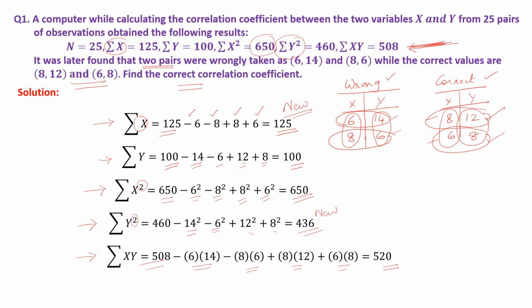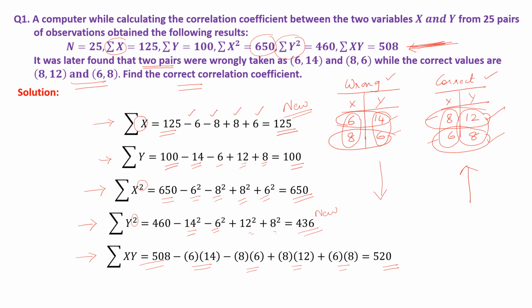So this is how the problem has been created. Very beautiful it is. The values given to us include the wrong values, and the correct values are also given. So what we need to do is, from the totals given, we subtract the wrong values and include the correct values, so that we get the final corrected total summation values. Now all the values are obtained. Now we just have to substitute them in the formula.